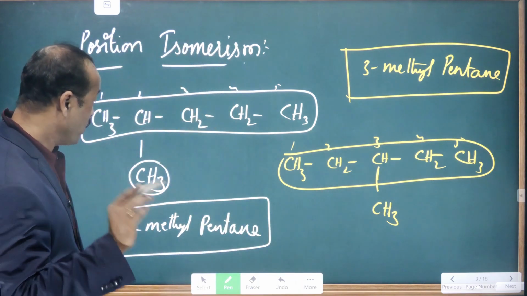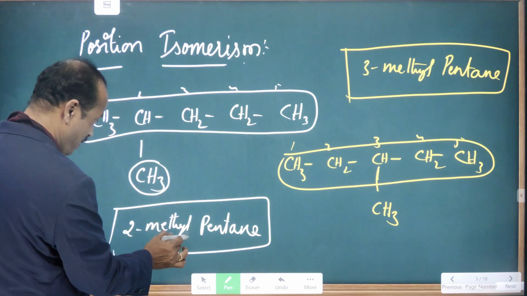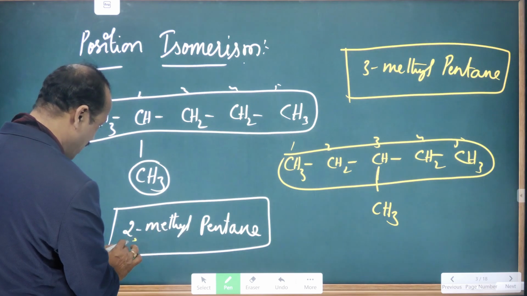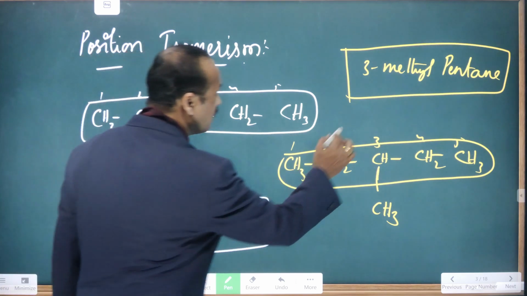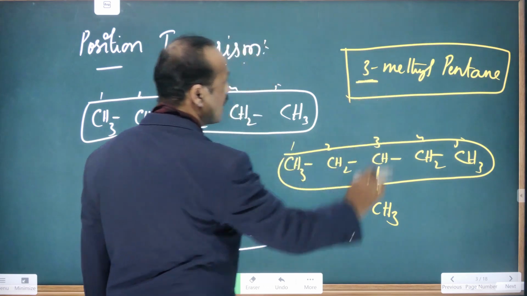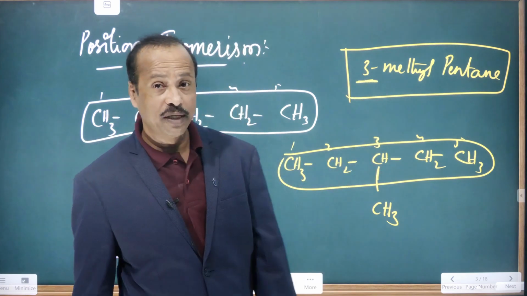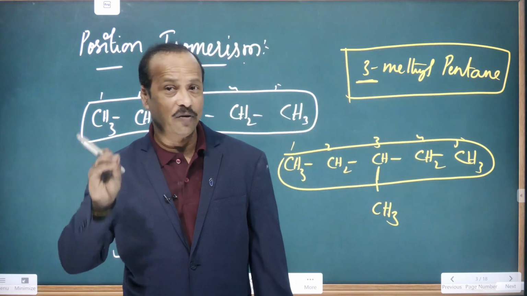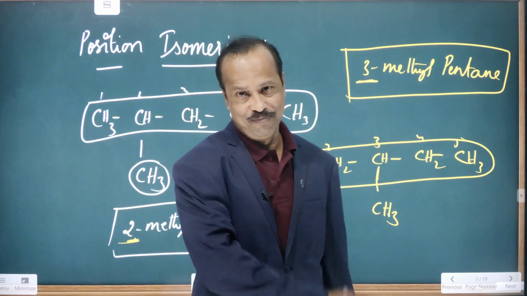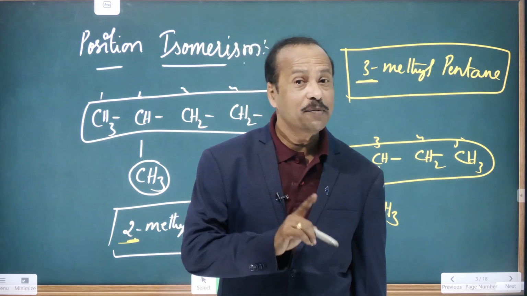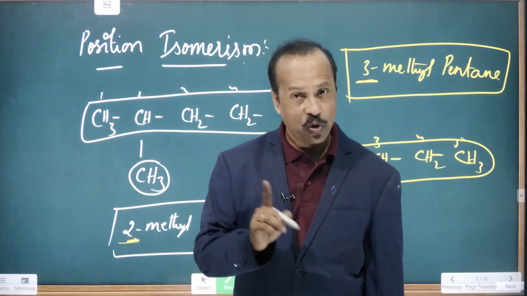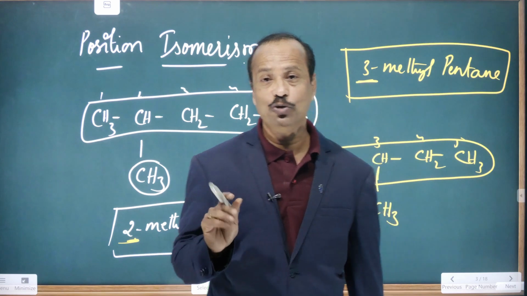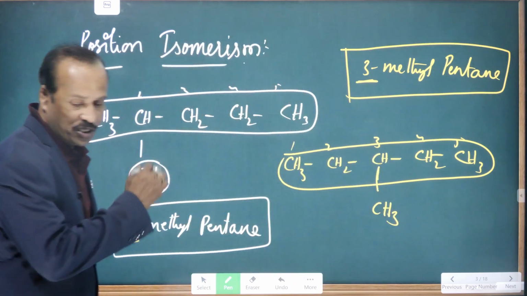But where is the difference then? Here the position of the methyl group is 2. Here the position of the methyl group is 3. So here there is a change in the position of the methyl group, right? So such type of isomerism is called position isomerism. Clear to you?